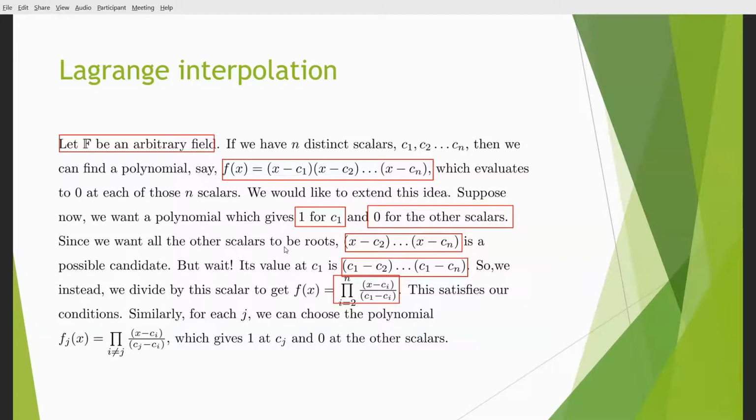So our first step was to find a polynomial which gives 0 at all of these scalars. But that case is not that interesting because who wants only 0? We want something else too. Suppose now we want a polynomial which gives you 1 at C1 and 0 at all other scalars. Can you tell me a polynomial which gives 0 at C2, C3 and so on up to Cn? If anyone is speaking, then go on.